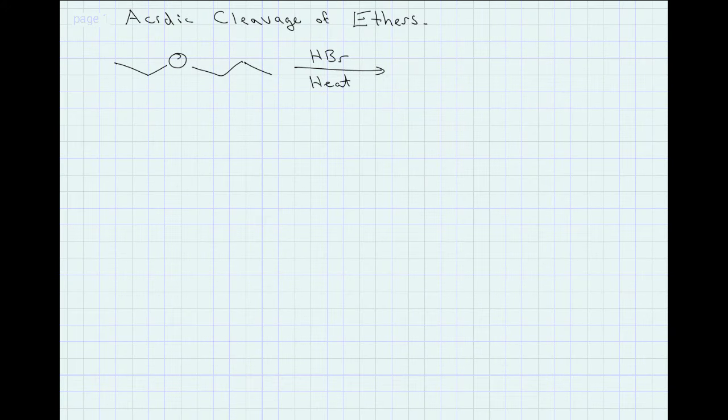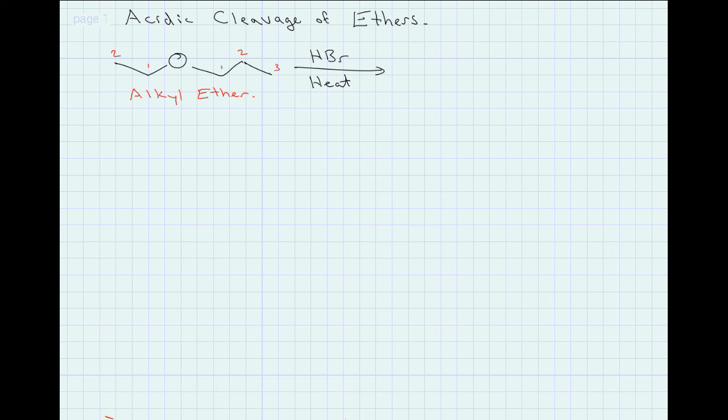The mechanism of acidic cleavage of ethers. So if we have an alkyl ether, like this one here, a dialkyl ether, I guess is what it really is. We have an ethyl group over here, and we have a propyl group on the right side, because we have 1, 2 carbons here, and 1, 2, 3 carbons here.